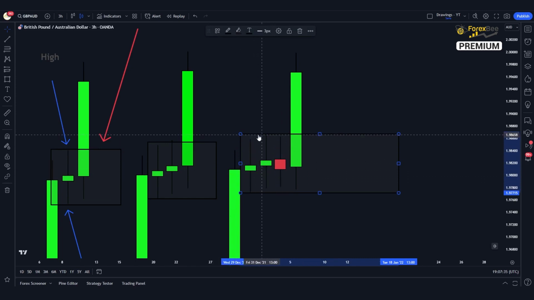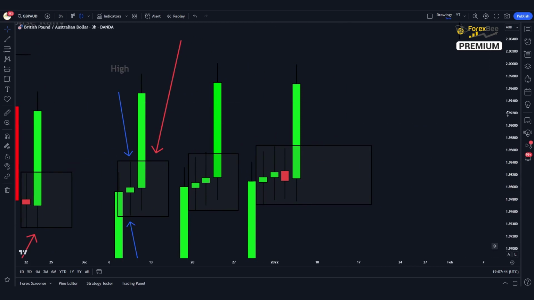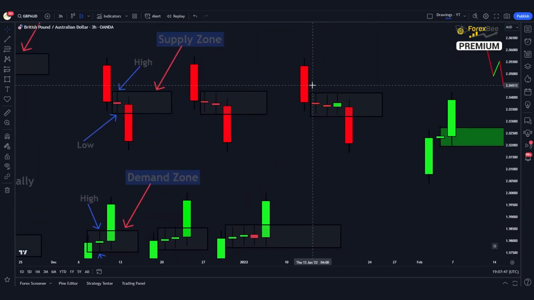Here we can see the highest high within these base candles is here, and the lowest low within these base candles is here. So that's where we will draw our demand zone. And similar is the case with the supply zones. We will take the highest price level and the lowest price level at the base region in the base candles to draw our supply zone as well.